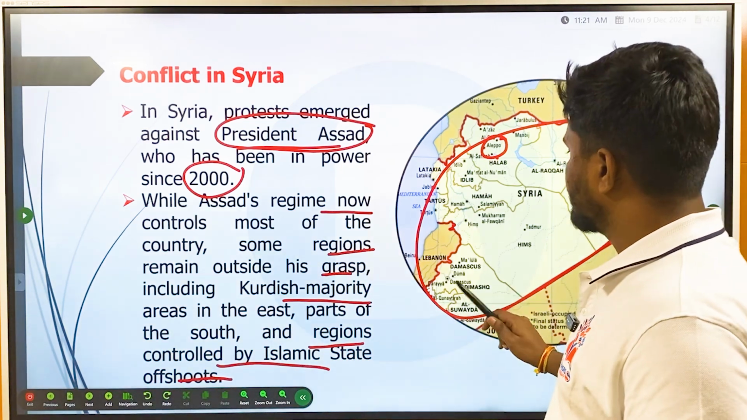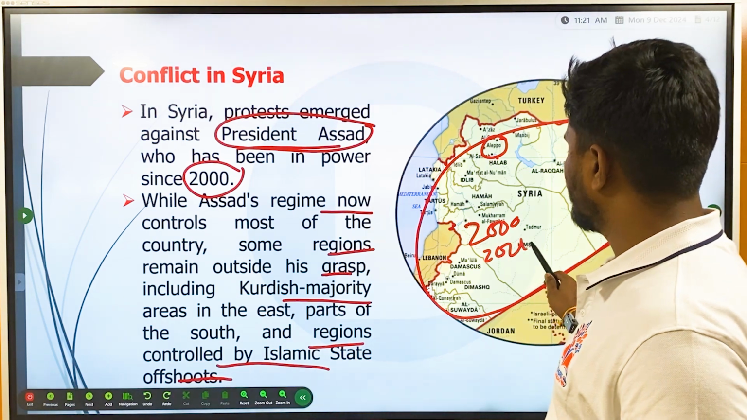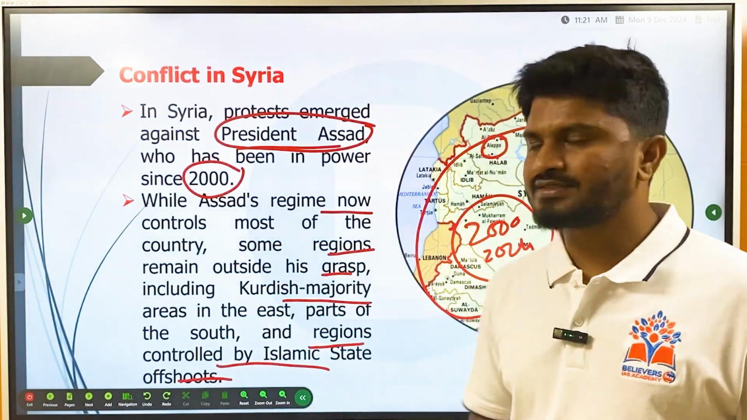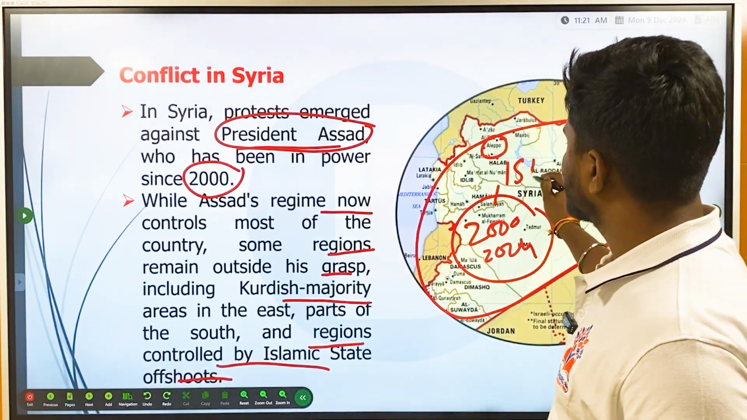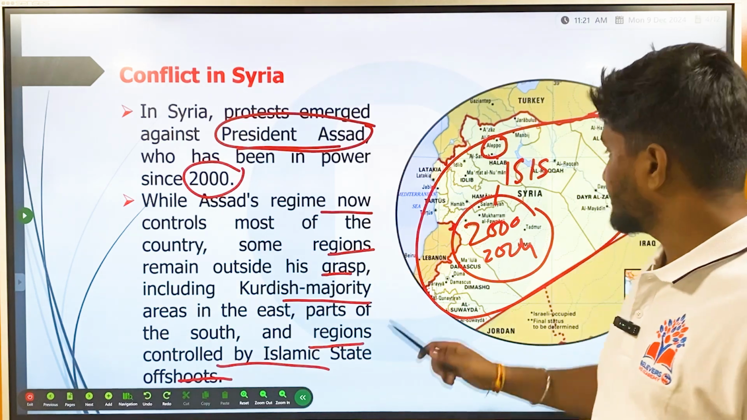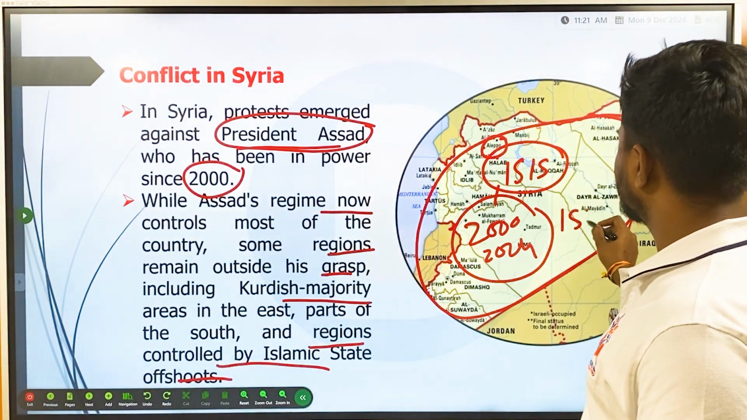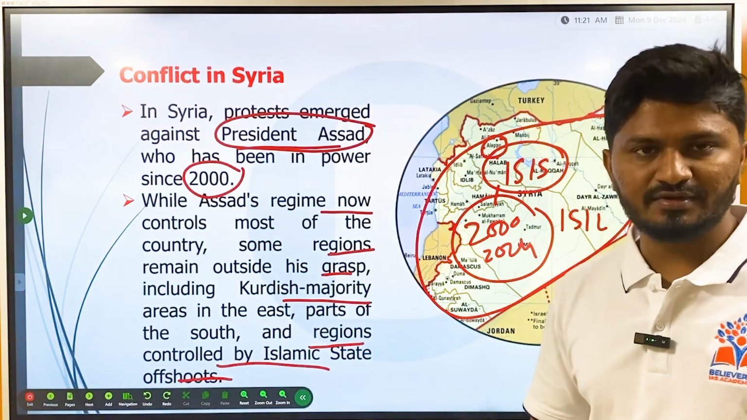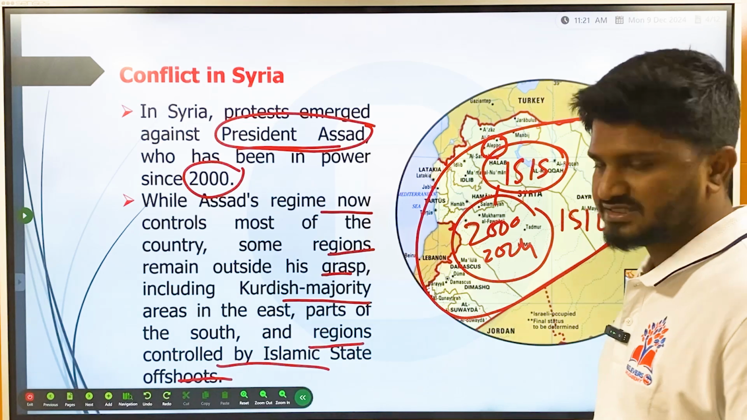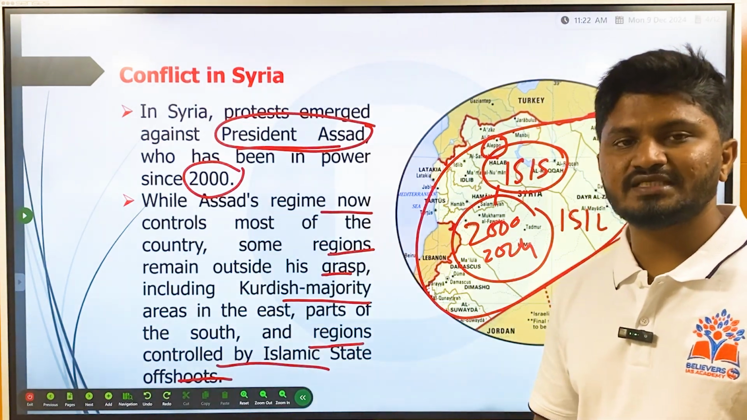Okay, because from 2000 till 2024, there have been many groups, many organizations which have fought against the regime. One of the major organizations was ISIS. What is ISIS? Okay, ISIS was the Islamic State of Iraq and Syria, and ISIL was the Islamic State of Iraq and the Levant. These are the two groups which wanted to establish an Islamic State based on the Caliphate, based on Sharia rules, and this was a group named as a terrorist organization.